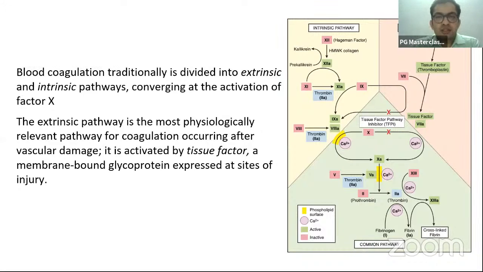Now, the formation of the secondary hemostatic plug can be due to extrinsic or intrinsic pathways, which converge at the activation of factor 10. The extrinsic pathway is the most physiologically relevant pathway.